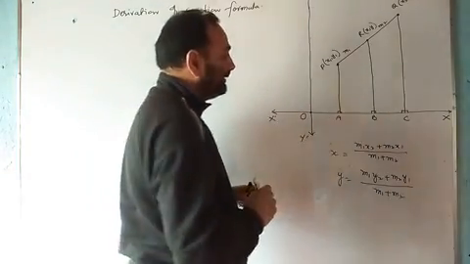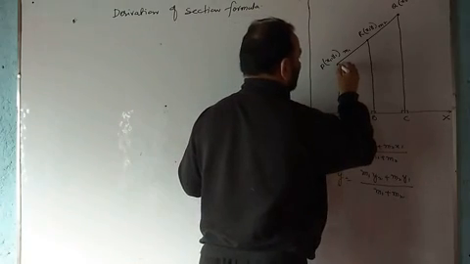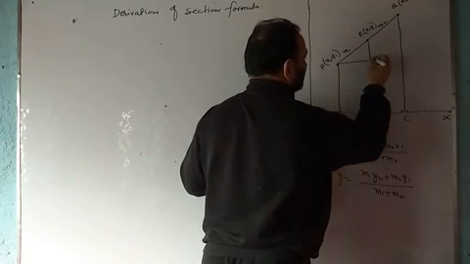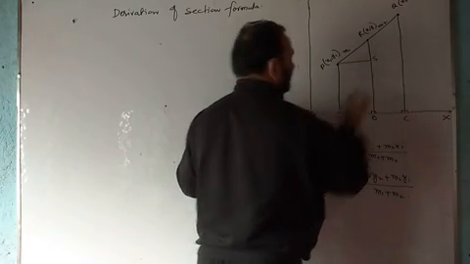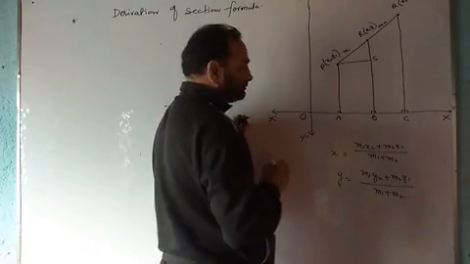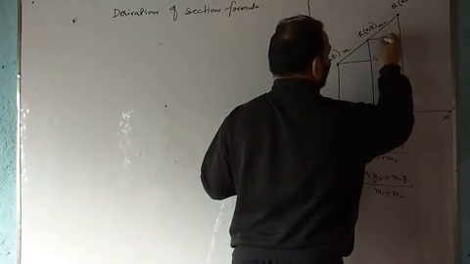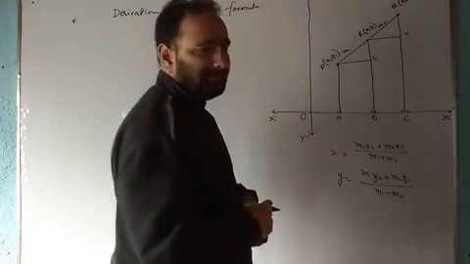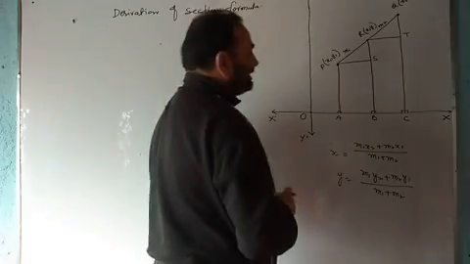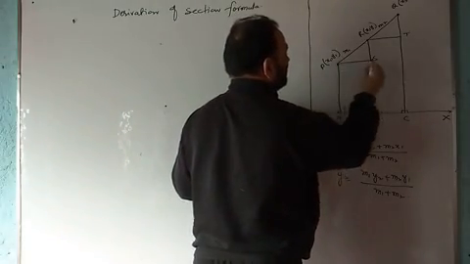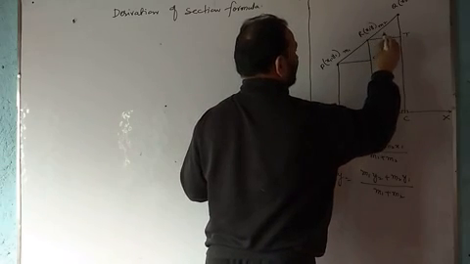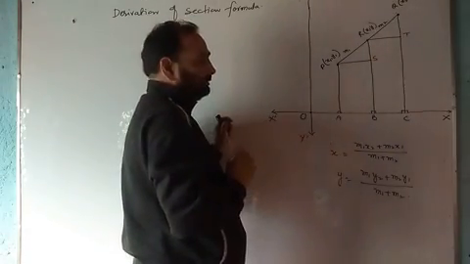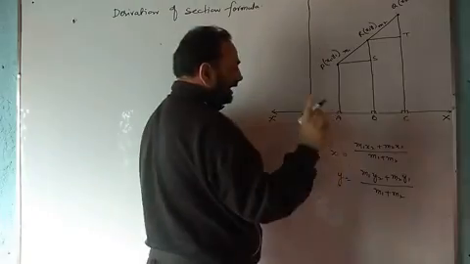Isn't it? Yes, definitely. What else do you have to do? Through P, draw a line parallel to the x-axis, and name it PS. Similarly, through R, draw RT parallel to the x-axis. Are you getting me? Now you can see we have got two triangles here, PRS and RQT, isn't it? Yes, you got it.